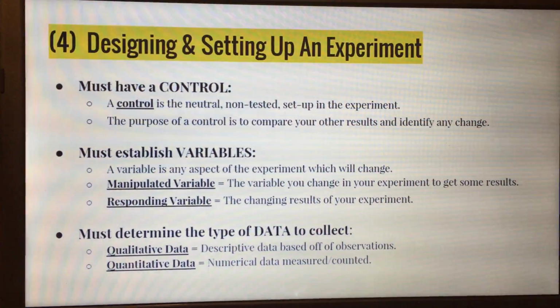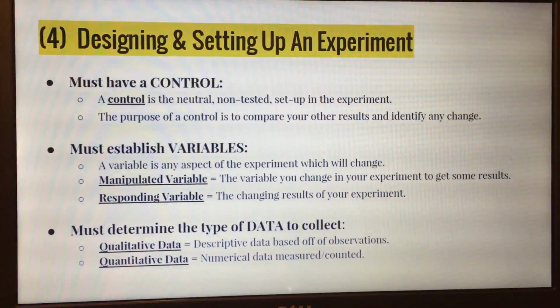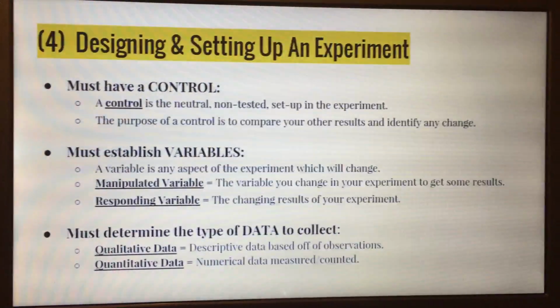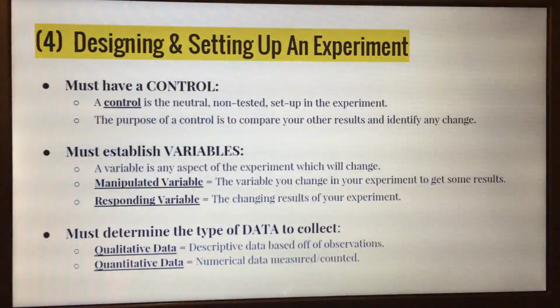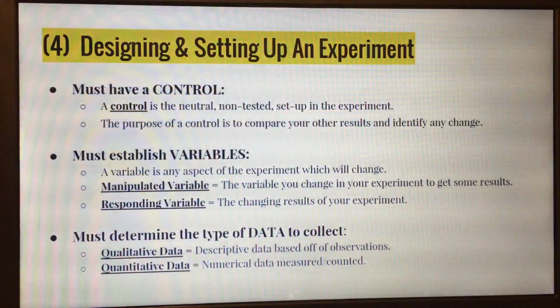The last thing we want to establish in our experiment is going to be the data we're going to collect. There are two types of data that we can collect in any experiment. Sometimes we collect both. It really just depends on the type of investigation and what observations will be made.